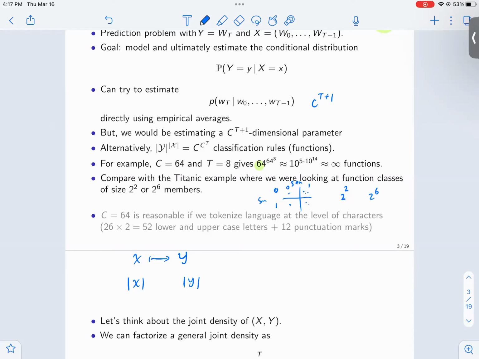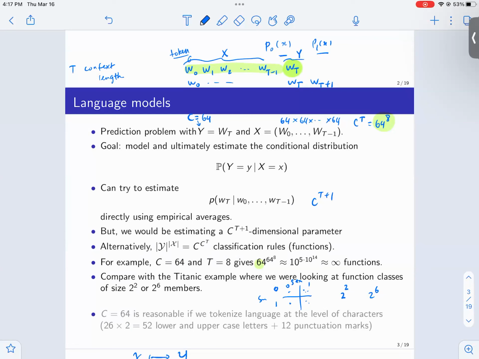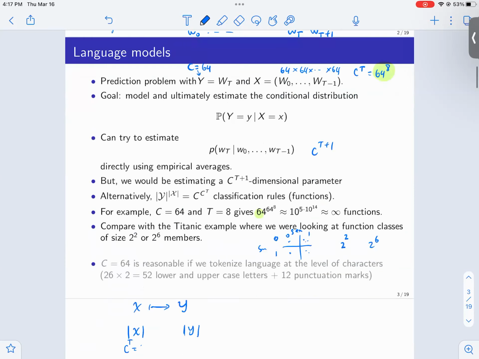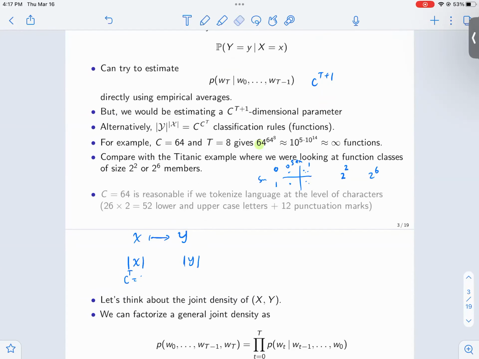So here, this would be C, which is C to the T, because there are that many. This is the size. So I have 64 choices here, 64 choices up to 64. So it would be C to the power T. Is it because the amount of words you're looking at previously is 64? That's 64 to the 8. That's this part. The amount of words that I'm going to predict next is 64, which is C.